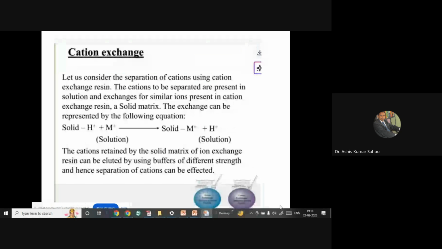Consider the separation of cations. Suppose we are separating a cation using a cation exchanger. The exchanger will attach to the cation and form a solid cation complex and H plus in the solution. So the cation retained by the solid matrix of the ion exchange resin can be eluted by using buffers of different strength, and separation occurs.